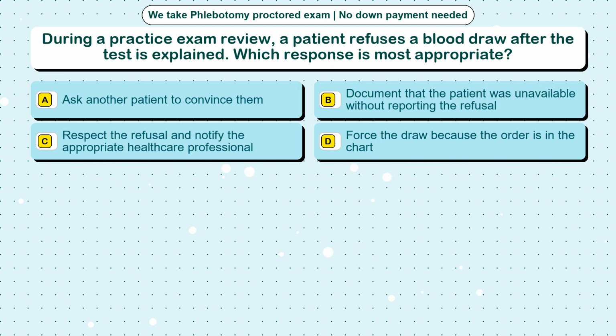Question 99. During a practice exam review, a patient refuses a blood draw after the test is explained. Which response is most appropriate? Option A. Ask another patient to convince them. Option B. Document that the patient was unavailable without reporting the refusal. Option C. Respect the refusal and notify the appropriate healthcare professional. Option D. Force the draw because the order is in the chart.